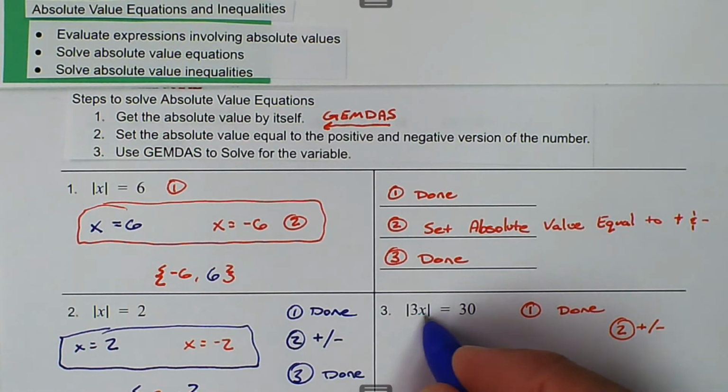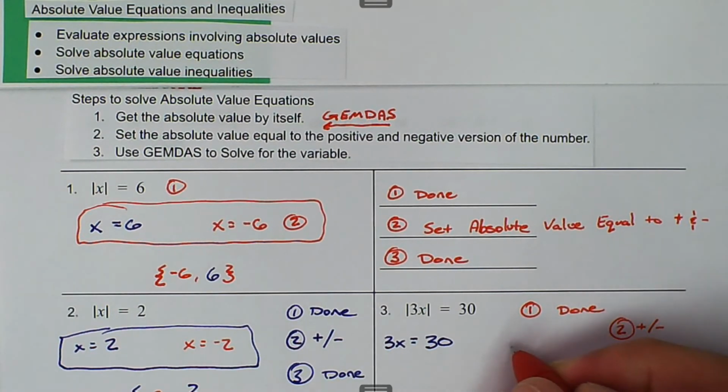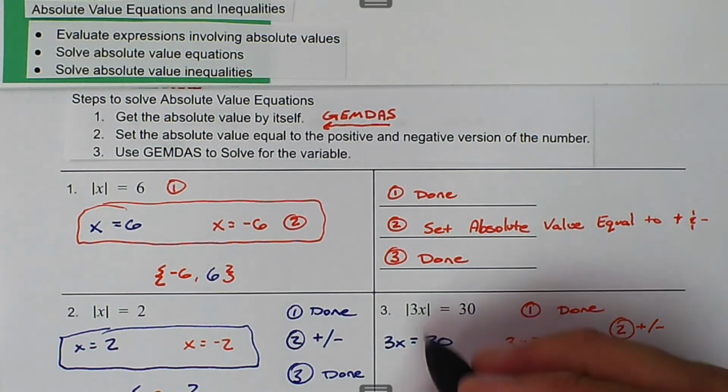So whatever's inside the absolute value, so that's 3x, is equal to the positive version. So that's equal to 30. The other way that we have to write it is where it's negative. So 3x is equal to negative 30. So we wrote down everything that was still inside the absolute value, but then we set it equal to a negative. And then we just solve these the way that we always have.